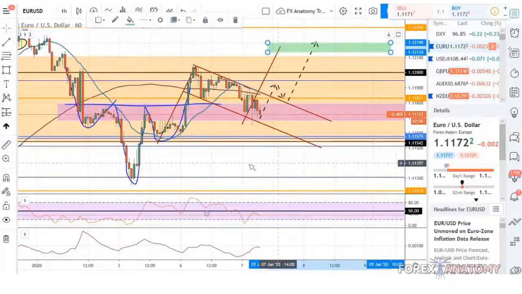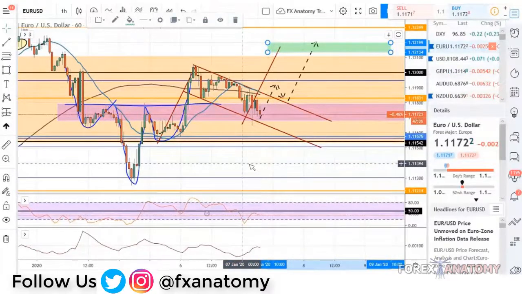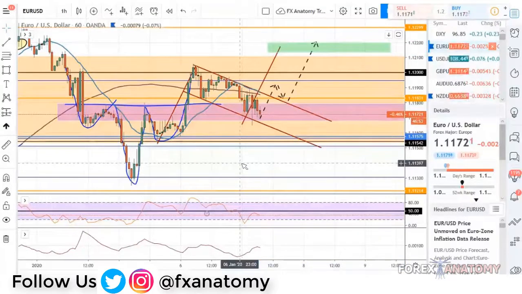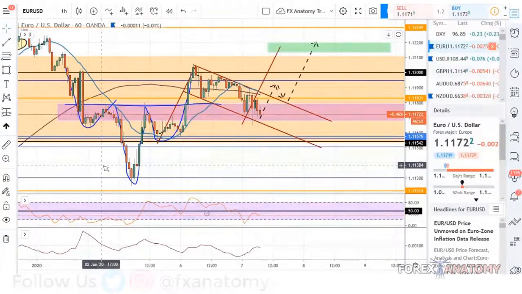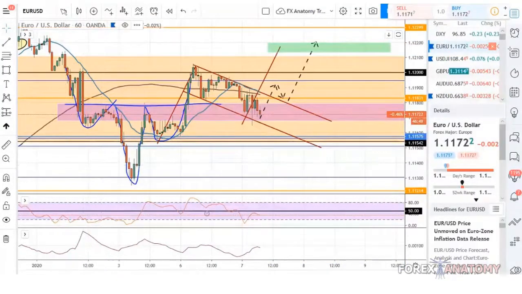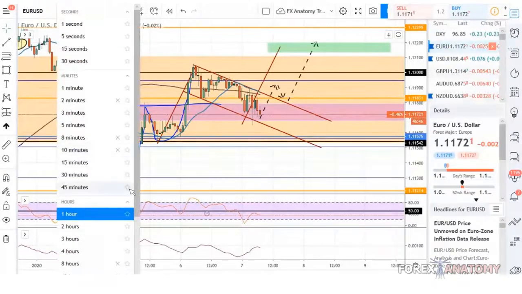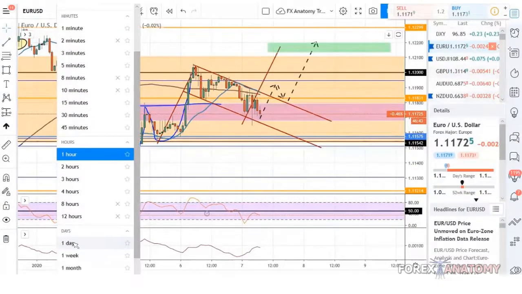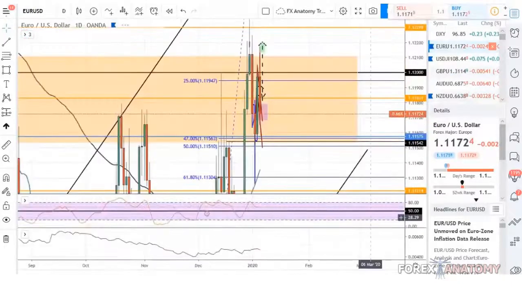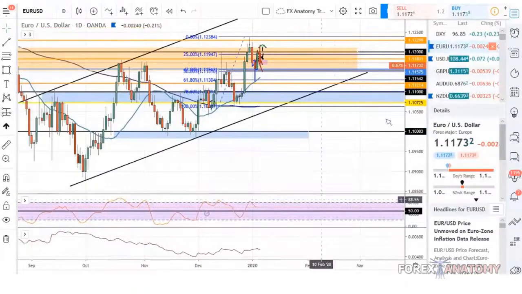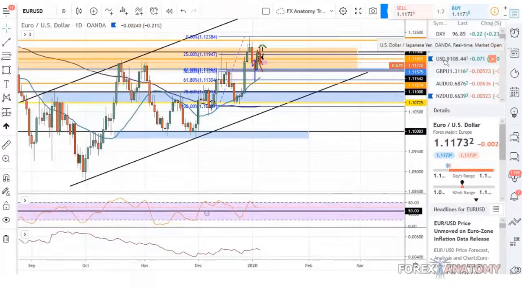So if there aren't any questions, then we can move on to our next pair. Going once, going twice. Okay, all right. So what we're going to do right now is move to our next pair, which is the US dollar Japanese yen. And for this pair, what we're going to do is go up to the daily first, and then go to the pairs. Let me go to the daily, and let me jump right into the US dollar Japanese yen.